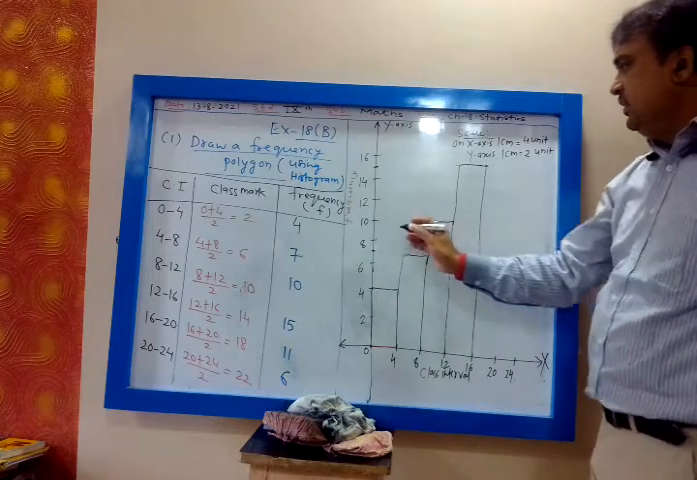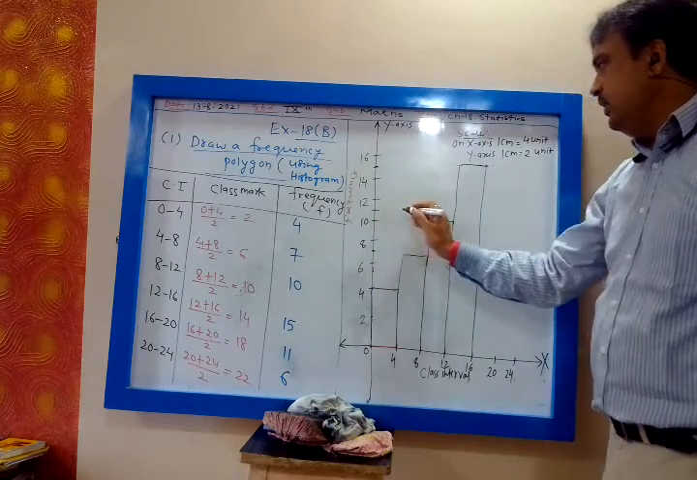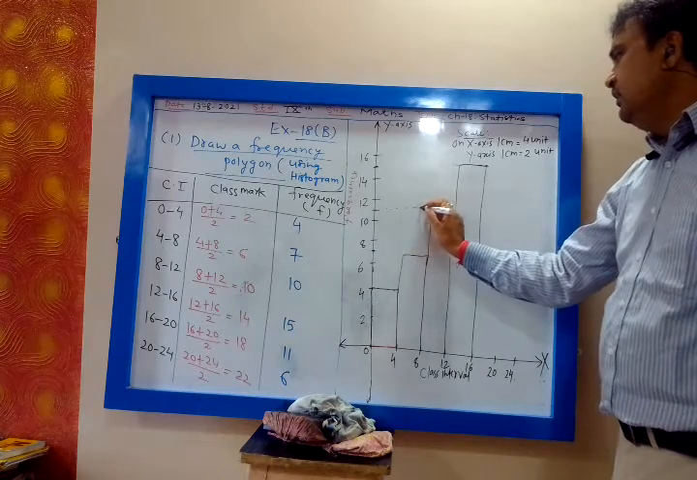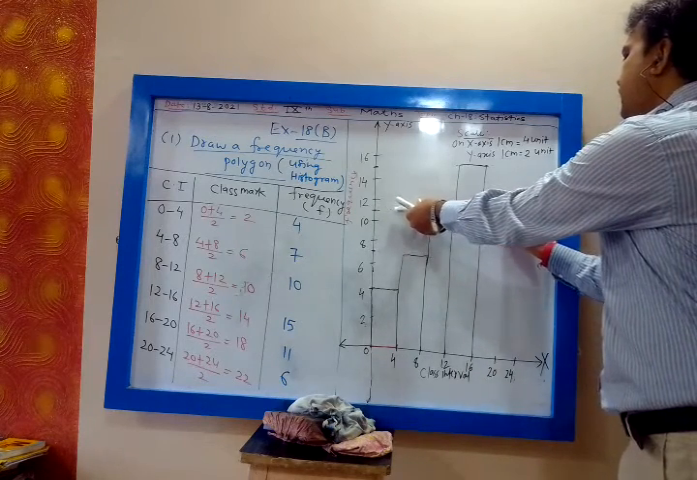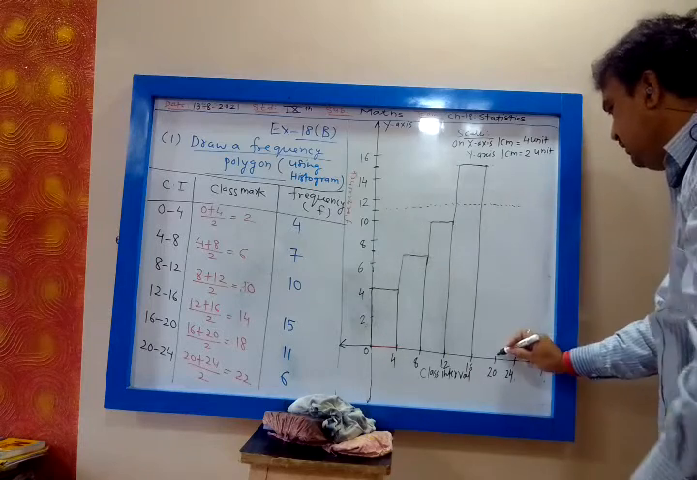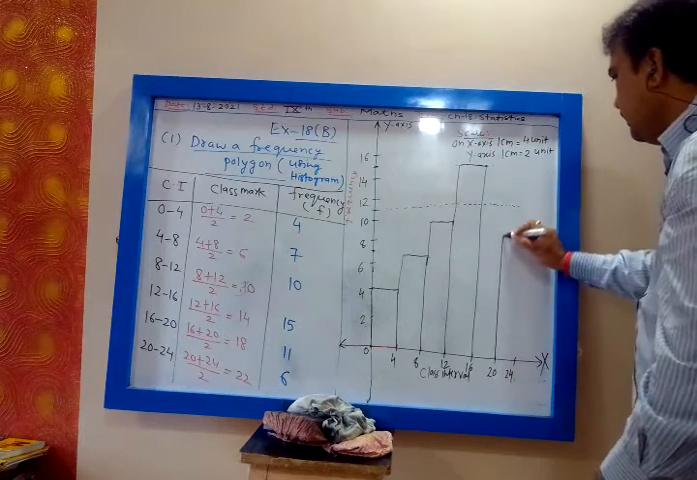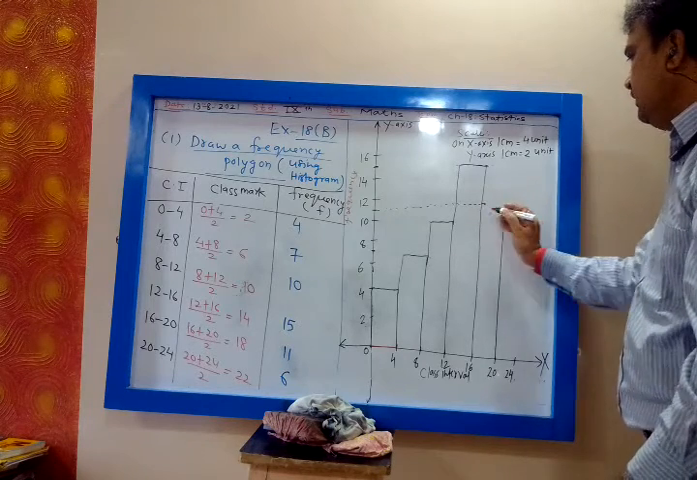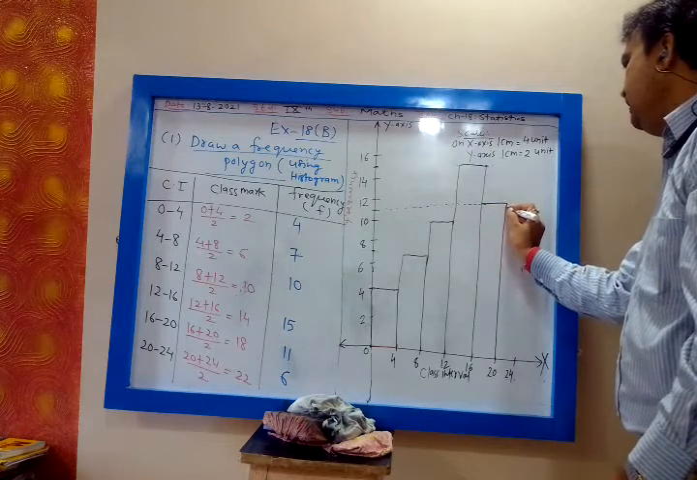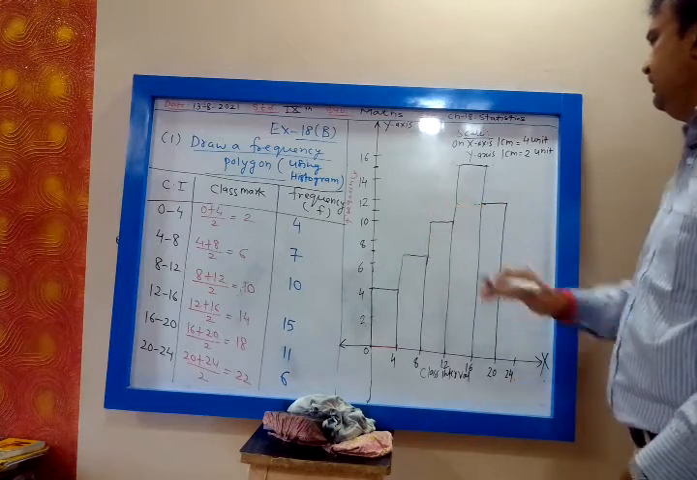Between 10 and 12 there is a small line. So draw the dotted line. Keep the scale like this and draw the dotted line. Then for 16 to 20, draw the vertical line. 16 to 20, it is 11. Erase the dotted line.